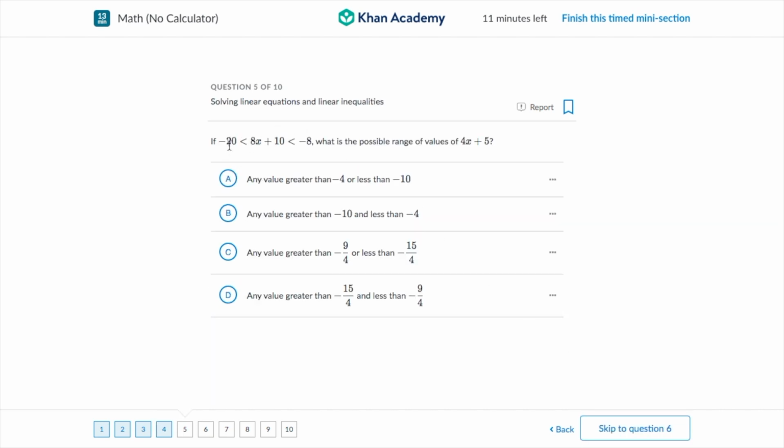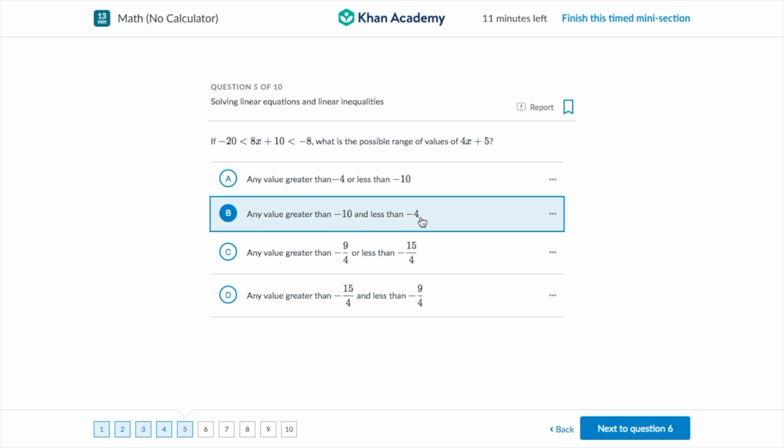Next question. If negative 20 is less than 8x plus 10, which is less than negative 8, we need to find the range of values for 4x plus 5. So let's look over here. Can you see a similarity between 4x and 8x and then 5 and 10? Well, it's multiplied by 2. 4x times 2 is 8x and 5 times 2 is 10. So this is multiplied by a factor of 2. So then we just have to divide all of this by 2 to get this. So if we divide this by 2, we get negative 10. And if we divide this by 2, we get negative 4. So that means that 4x plus 5 is greater than negative 10 but less than negative 4. So let's look over here. This is basically what I said. It's greater than negative 10 but less than negative 4.